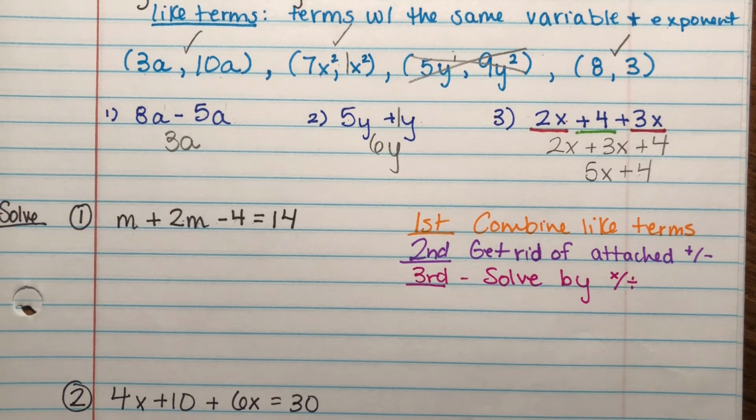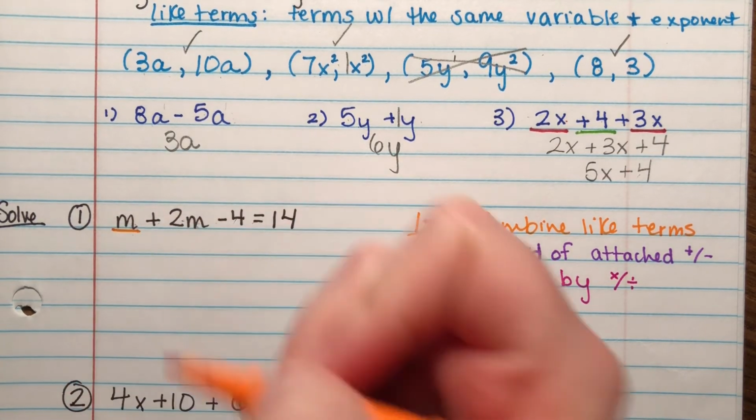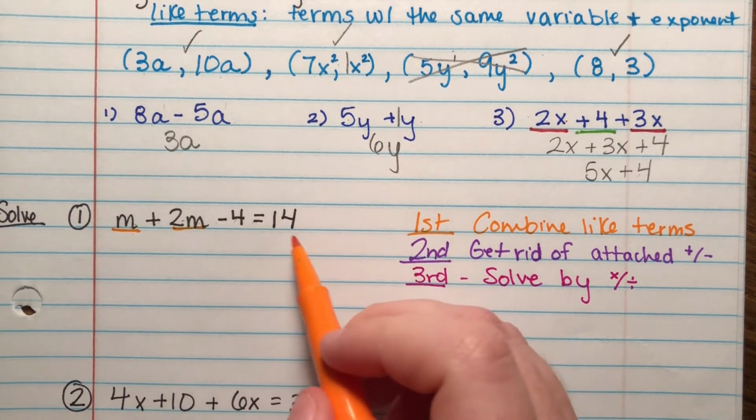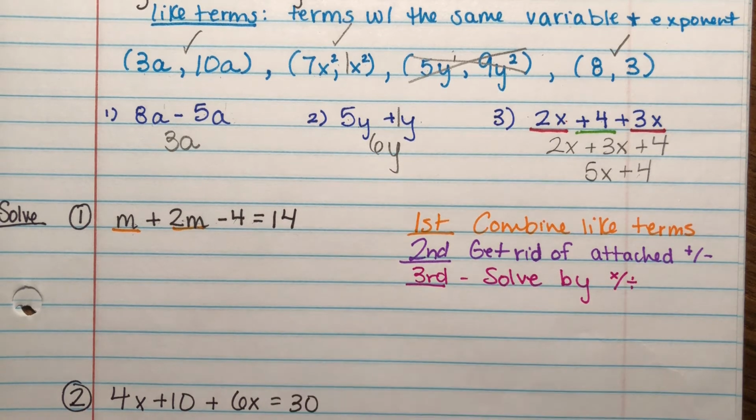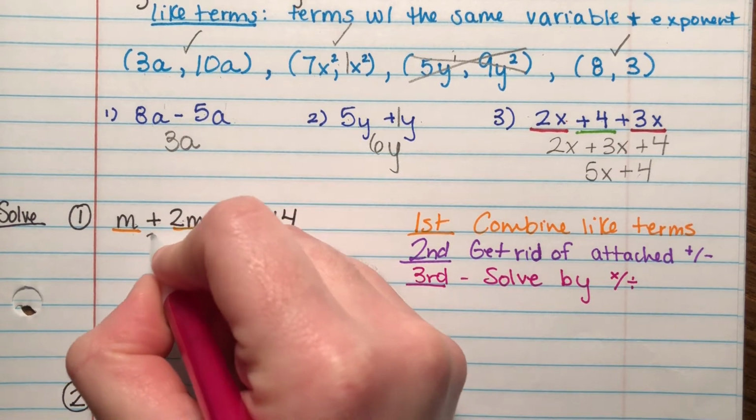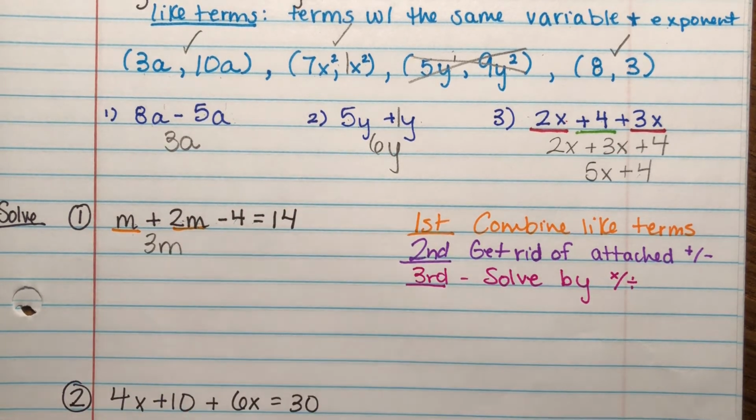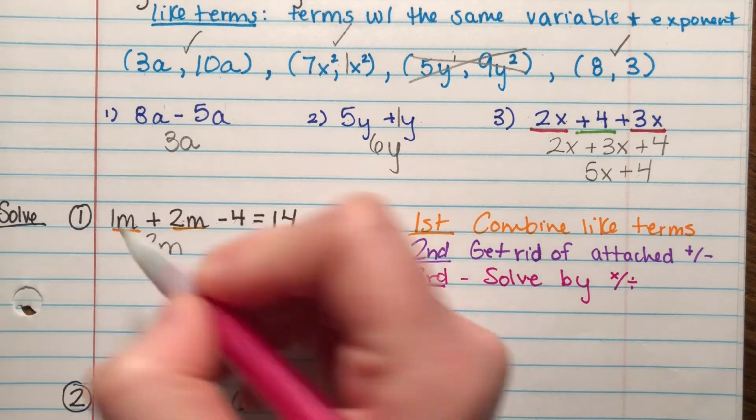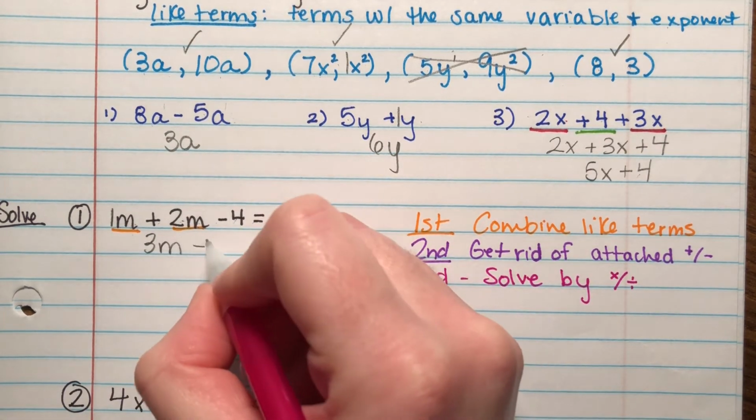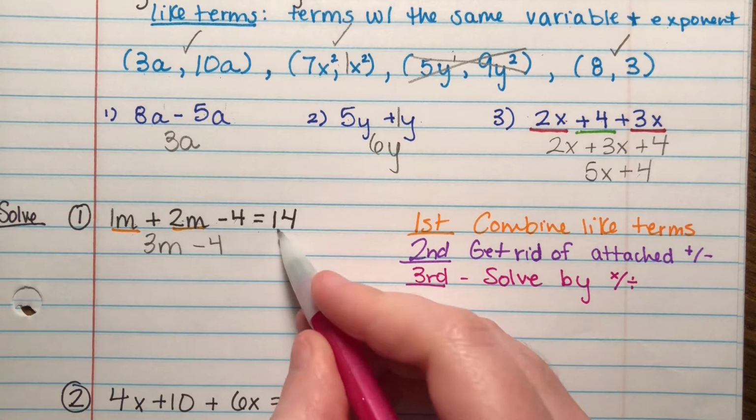So I have an m, I have 2m. Do I have any other terms with an m? No, I don't. All right, so I can combine those two terms. So m plus 2m is going to give me 3m, because this is like an imaginary one. So I'm left with minus 4 on this side, and then I have equals 14.